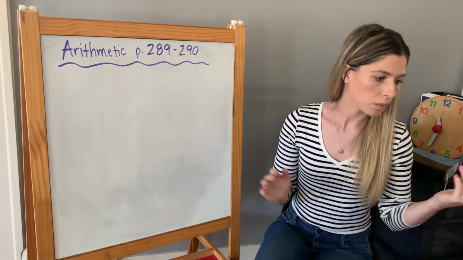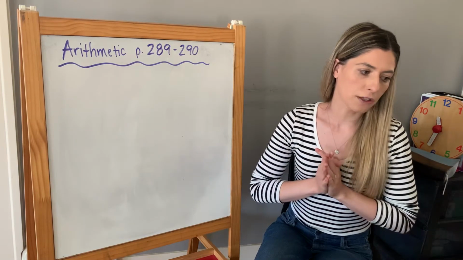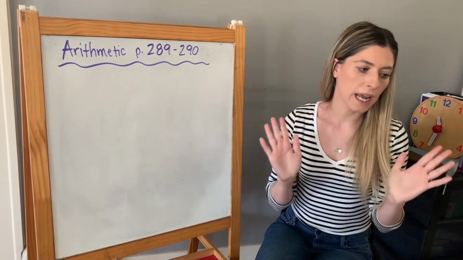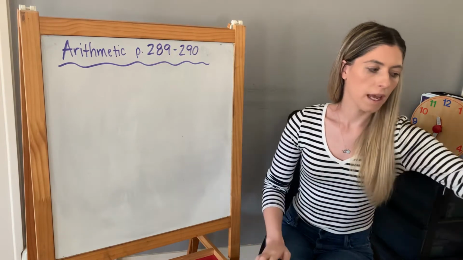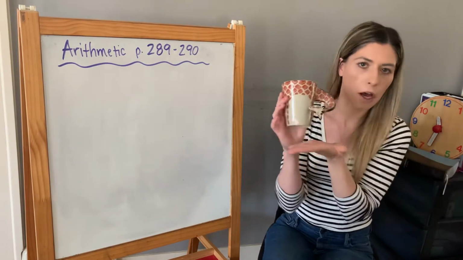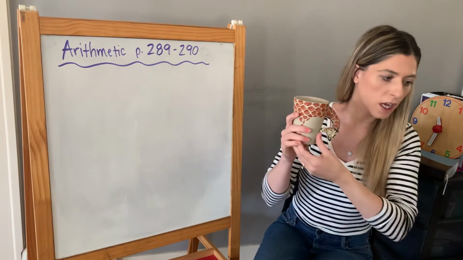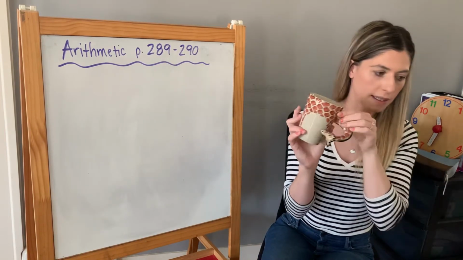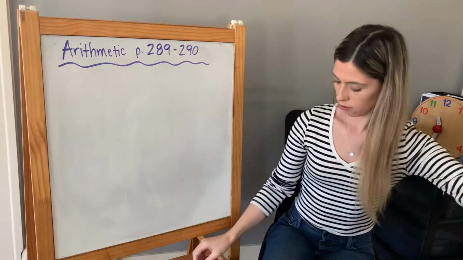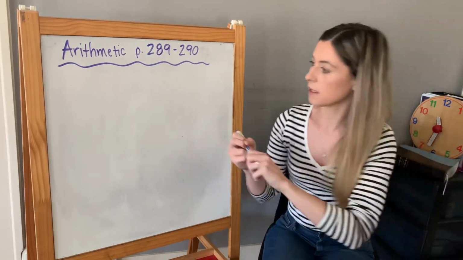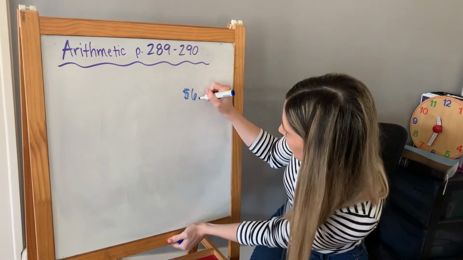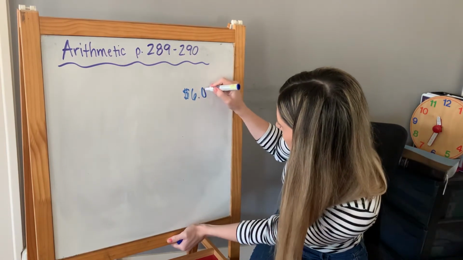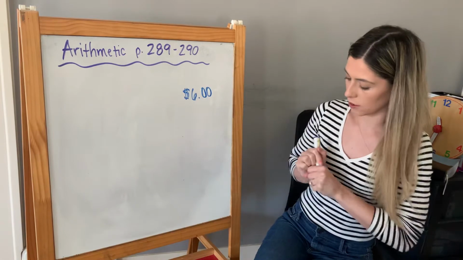So let's say Andrew bought a coffee mug at the gift shop. And we'll say it's a giraffe coffee mug. Okay? So the mug costs $6. So I'm going to write that down. The mug is $6. 6.00. That's how I write $6.